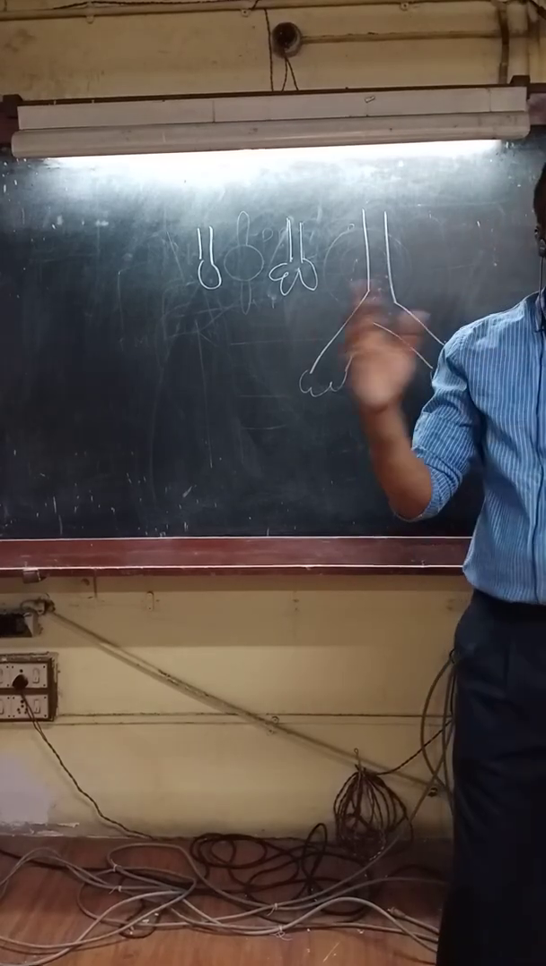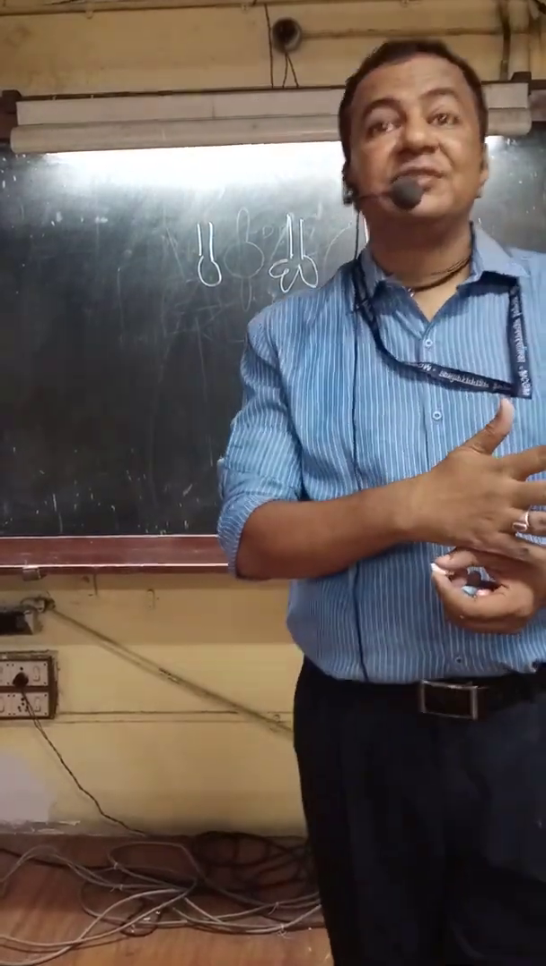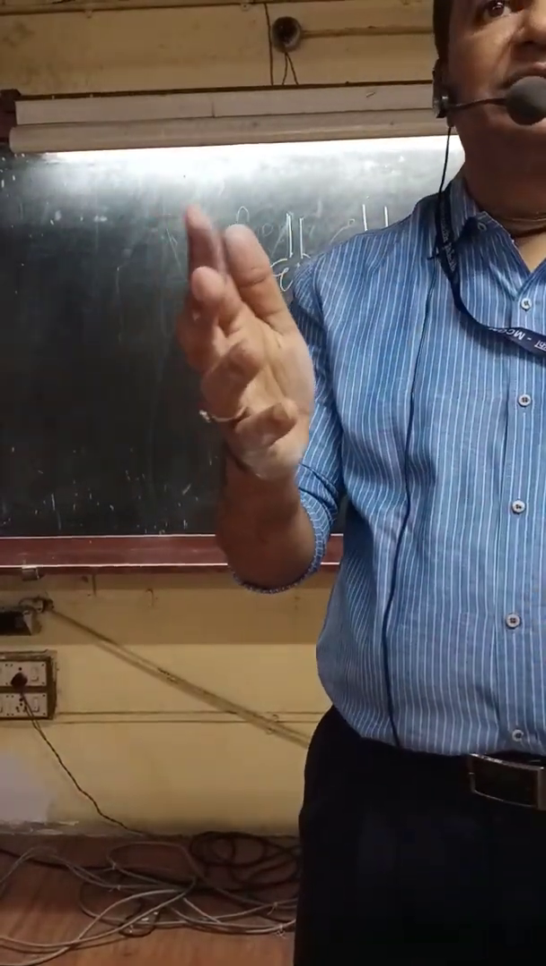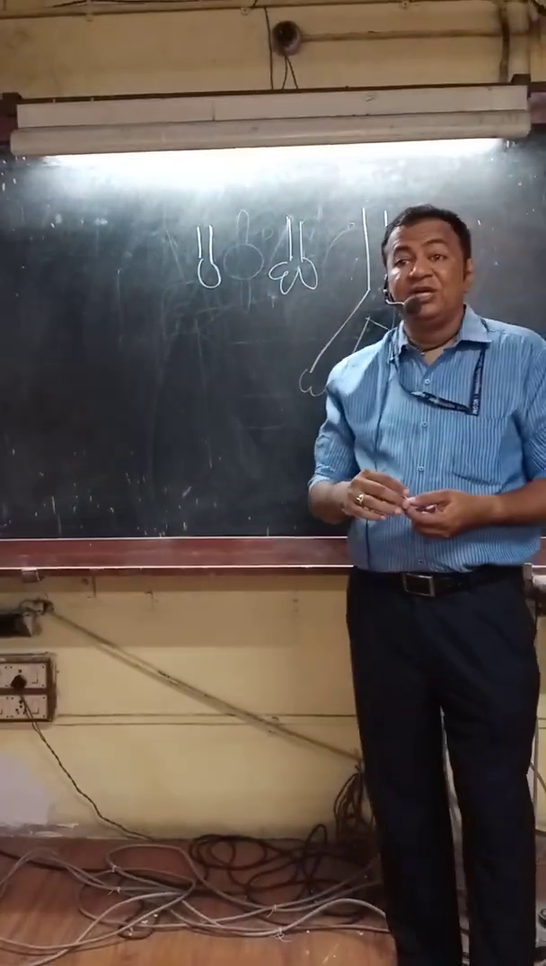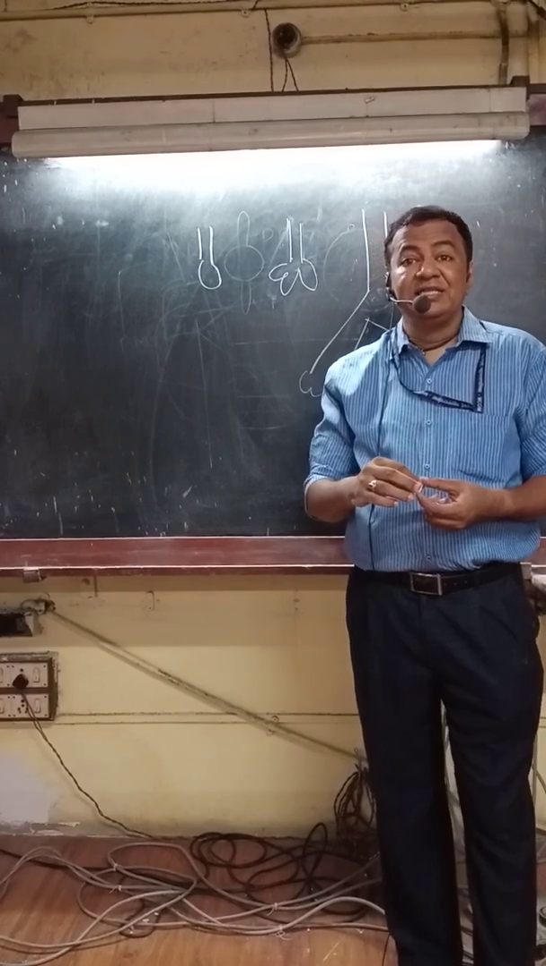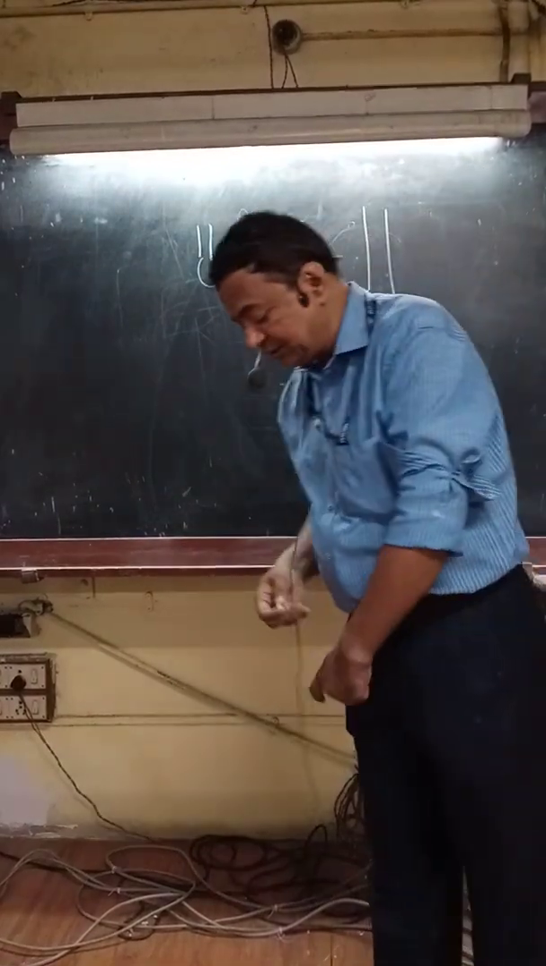Serous gland. So parotid is also serous. This is also serous. So what is the difference? Presence of centroacinar cells in pancreas. What are centroacinar cells?